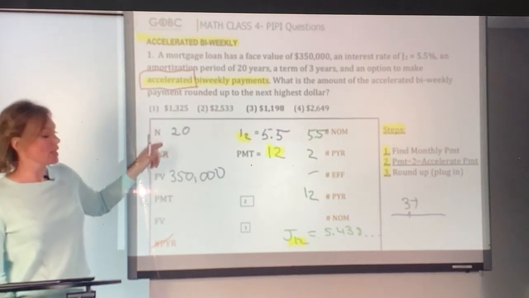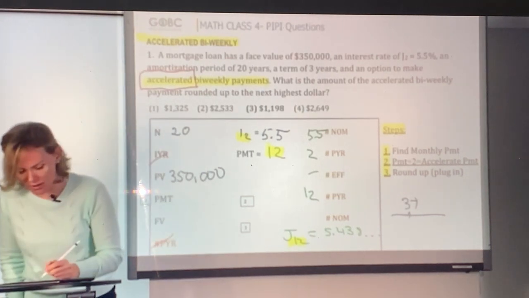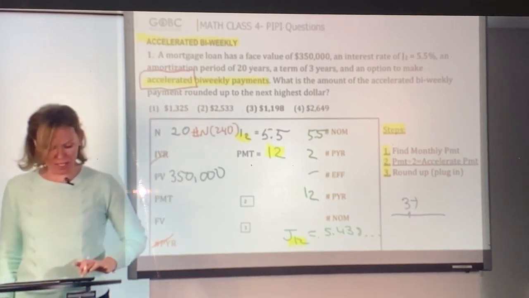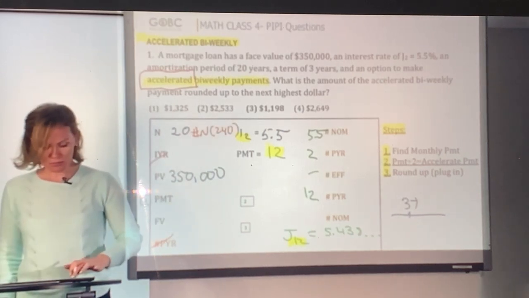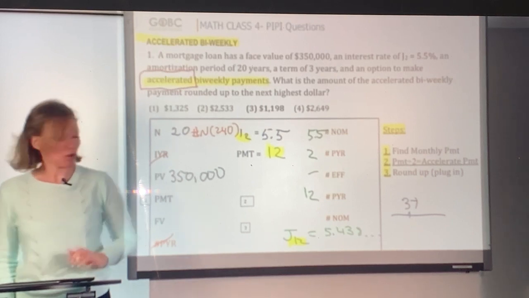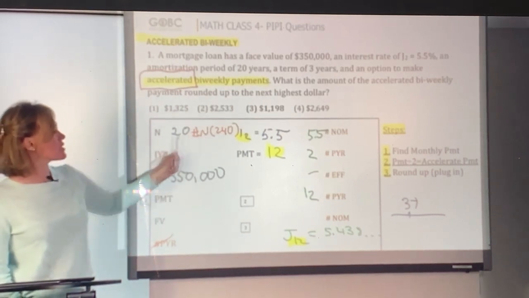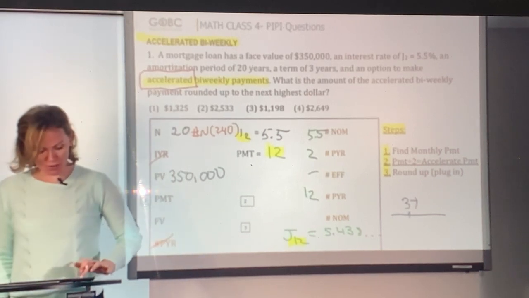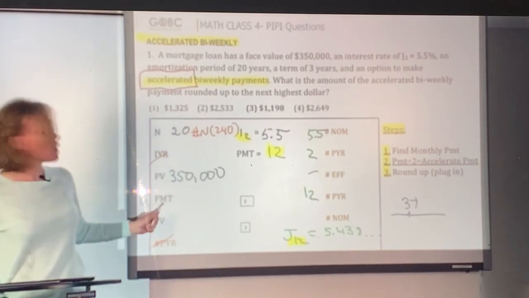Okay, so finish the N. If your PYR is 12, that means N has to be shifted. So you're going to do 20 years, shift N, and it will come up as 240 months. So do that right now. 20, shift N, or 240 months. Okay, so 20 shift N is what I want you to enter in here. So that's good. Skip the IYR, put the 350,000 into your present value. And then we're going to look for the payment.